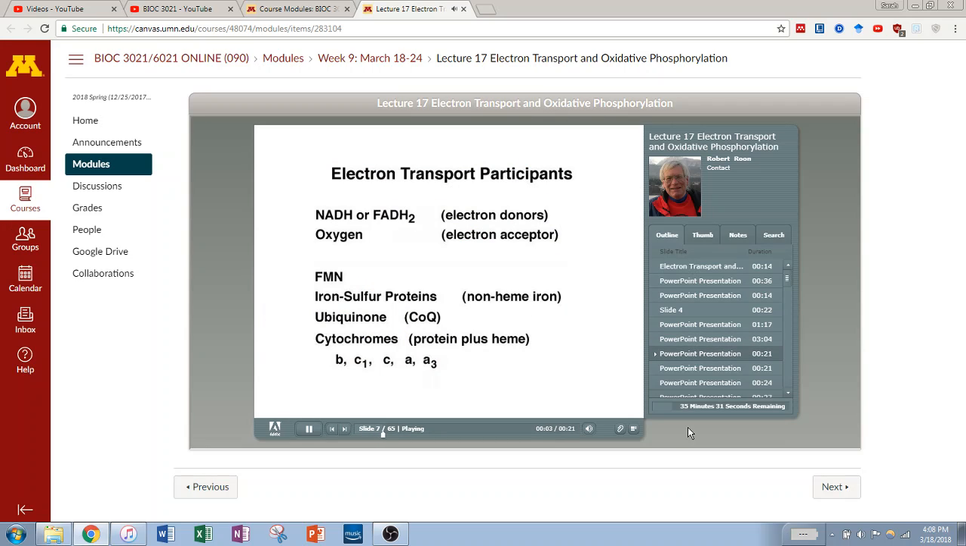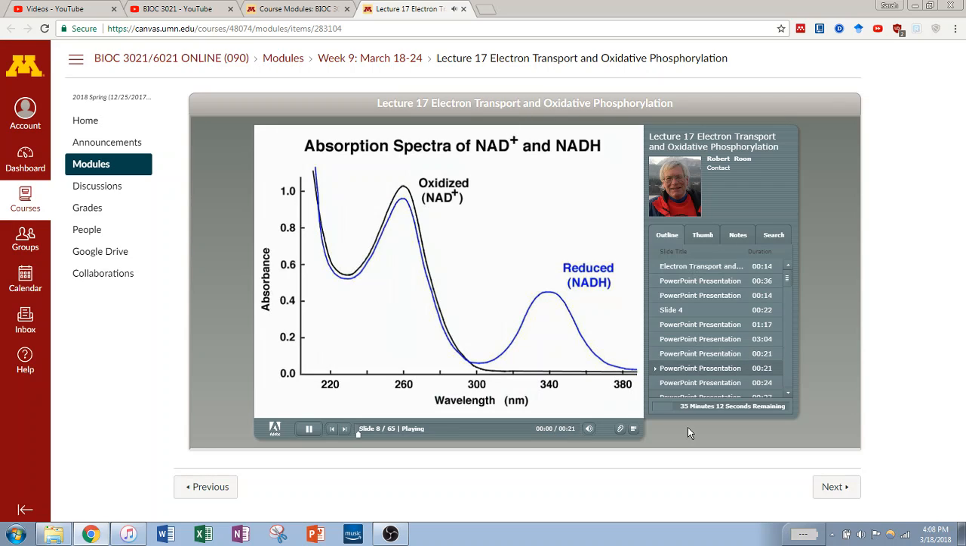There are a number of cofactors that participate in electron transport. Those are NADH, FADH2, FMN, non-heme iron-sulfur complexes, ubiquinone, and cytochromes B, C1, C, A, and A3. There's a significant difference in the absorbance spectrum of NAD+ and NADH. Such alterations in the absorption spectra occur in various cofactors depending on their oxidation states. These changes are useful in following the progress of a biochemical reaction.